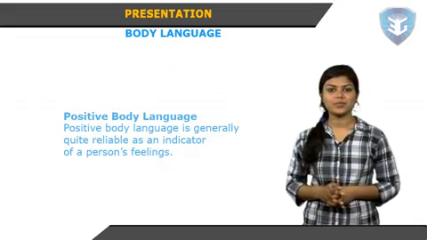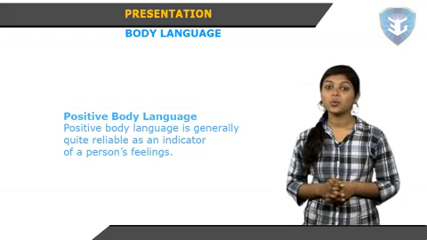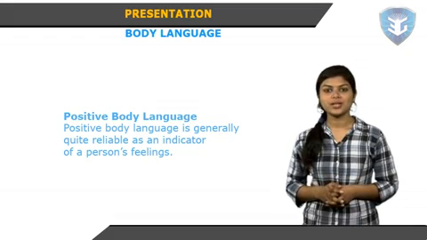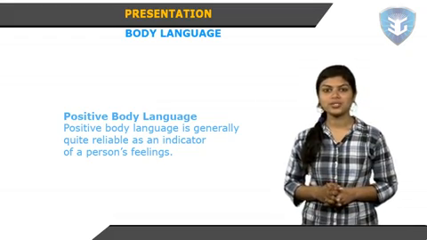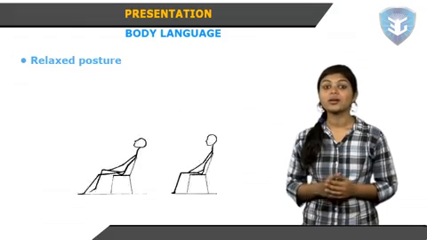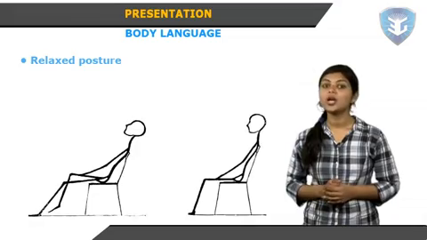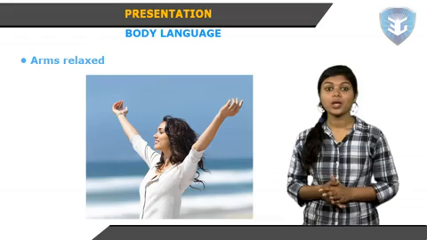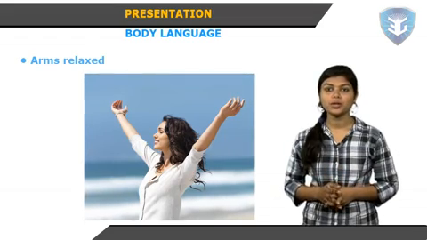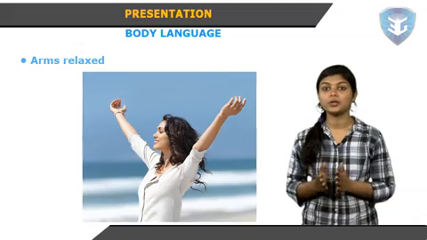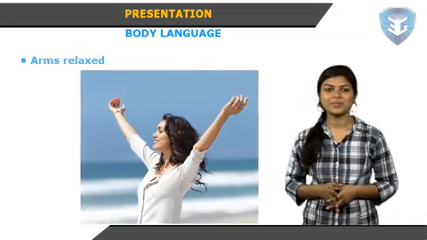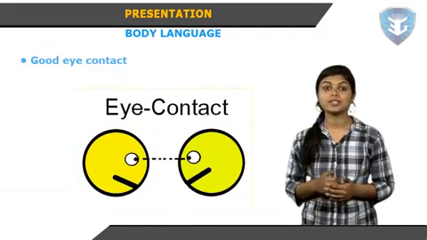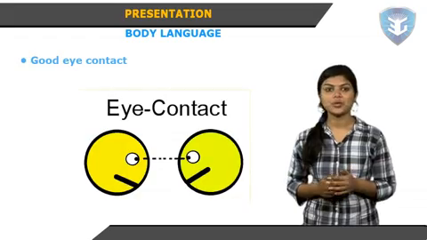Positive body language. Positive body language is generally quite reliable as an indicator of a person's feelings. It signals interest in the other person and in the conversation. Relaxed postures: comfortably seated, relaxed breathing, no visible stiffness or abrupt movements. Arms relaxed: uncrossed arms and hands open, palms up or otherwise visible to the other person are signs of openness. Good eye contact: looking in the other person's eye, particularly when they are speaking, indicates interest in that person.